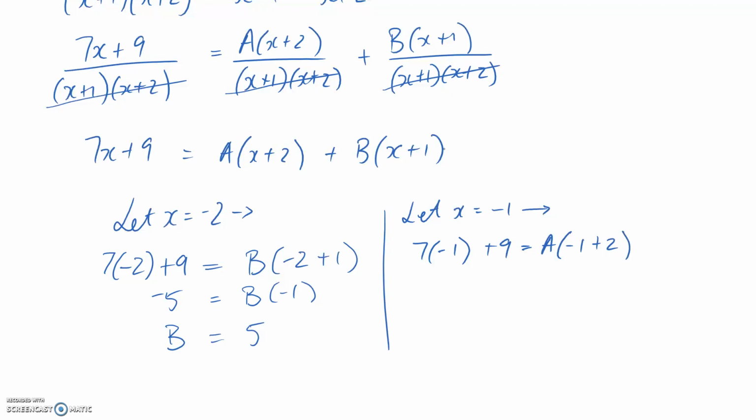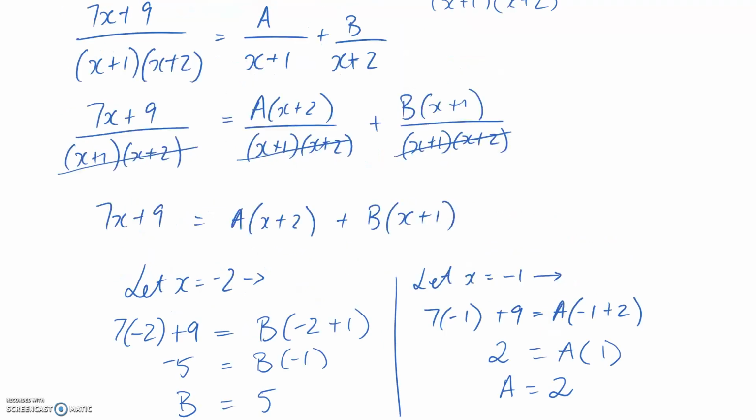So on the left hand side here then we've got negative 7 plus 9, so that leaves us with 2, and we've got a times, this is going to be 1, so that means a is going to be equal to 2. Alright, so let's go back and write our fraction out then. So I might just add it on the end here. So a we've just said is equal to 2, and b is equal to 5.